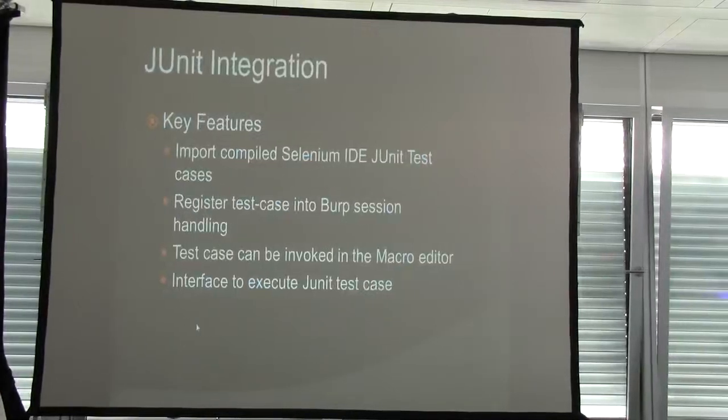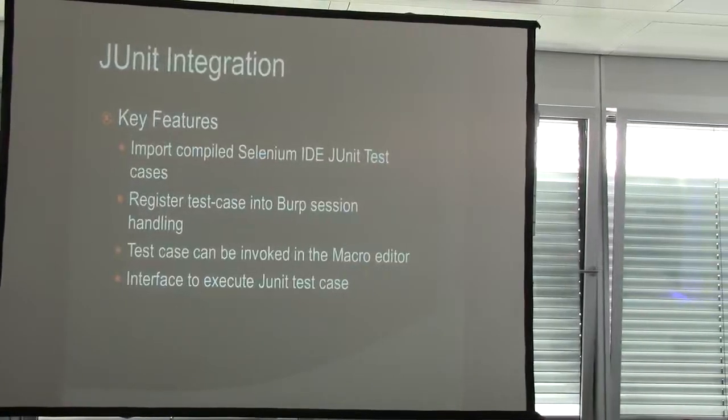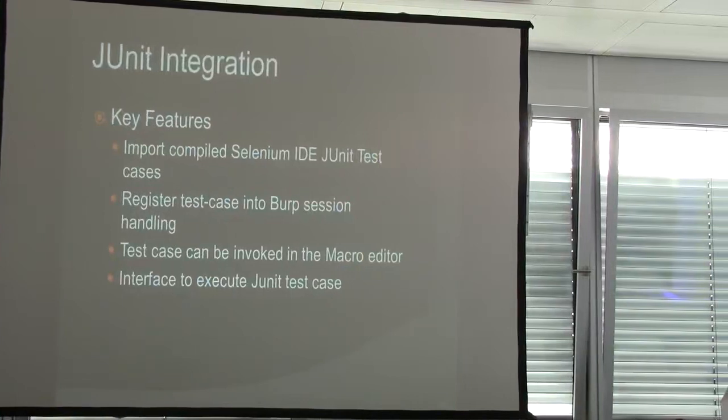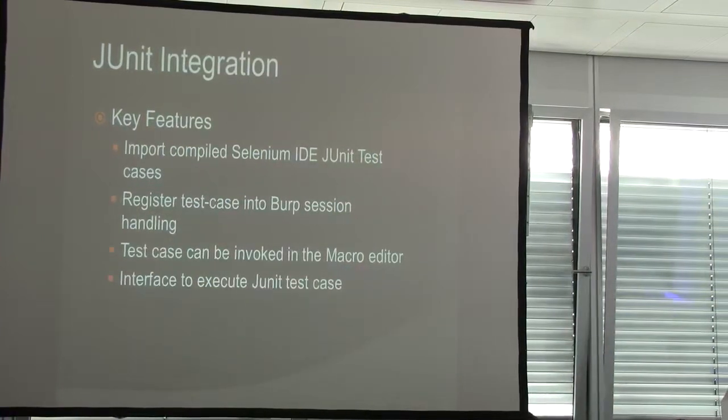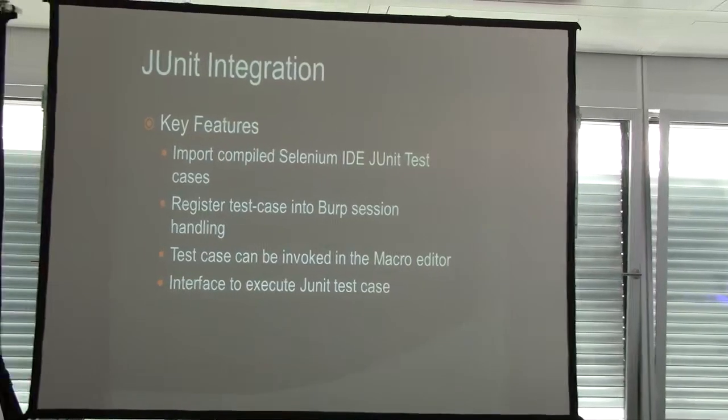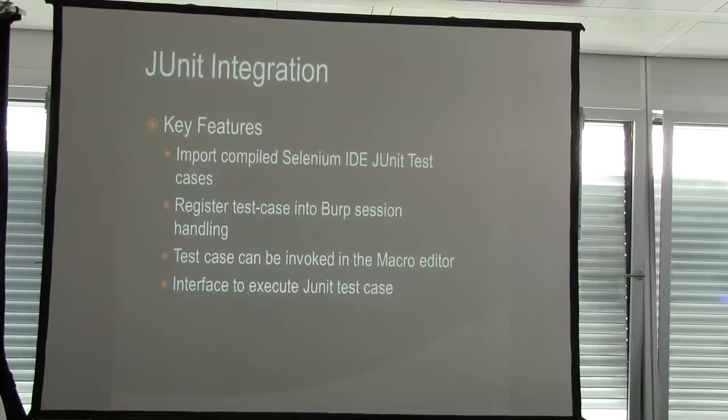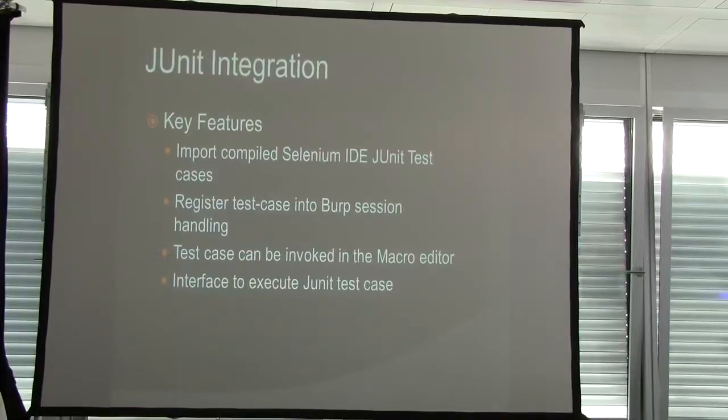So now let me talk about the second tab you saw before, which is the JUnit one. This is a beta at the moment. It works, but there are some issues with the support for the Burp cookie jar, but I'll show you a way to bypass that anyway. Basically, you use Selenium items. You import those into the extension, and then you can instruct Burp to call your JUnit test case.